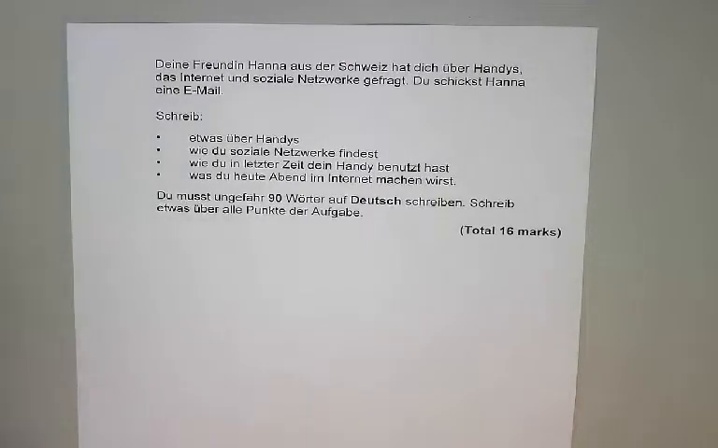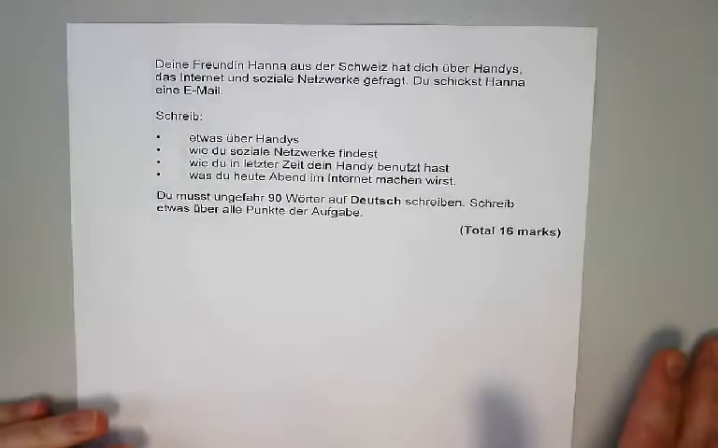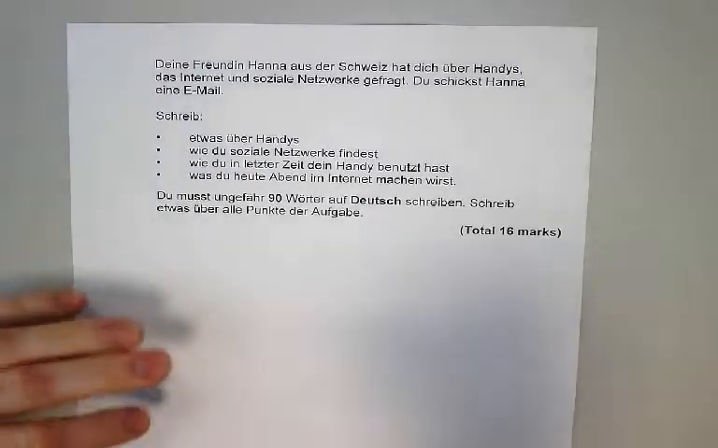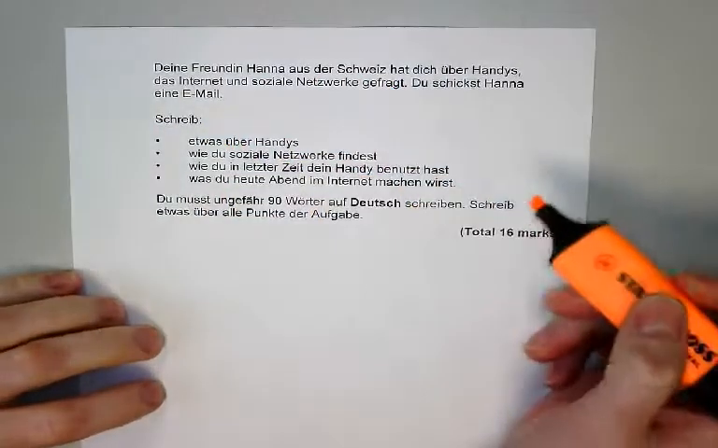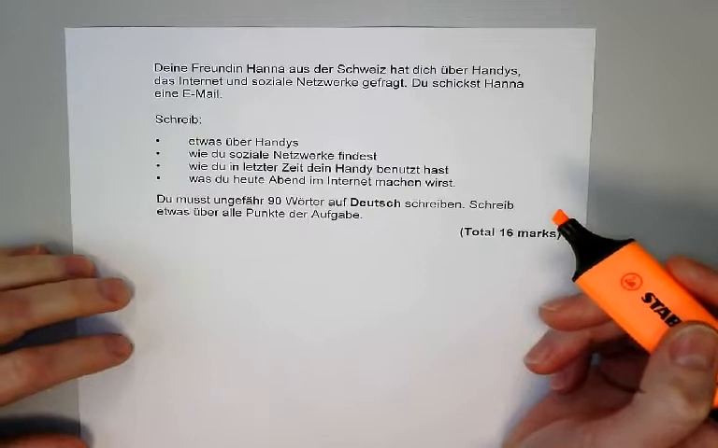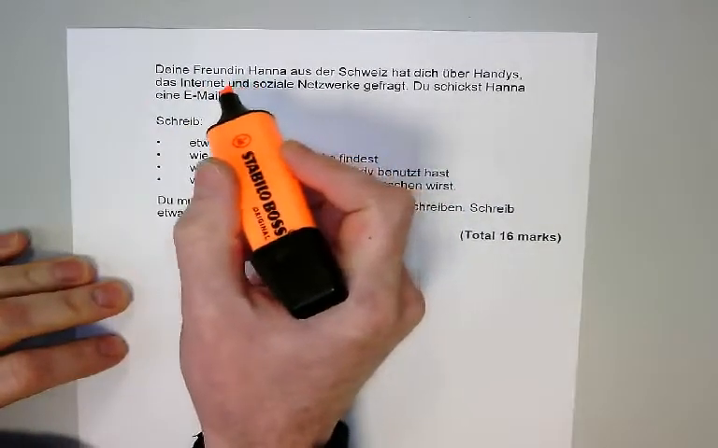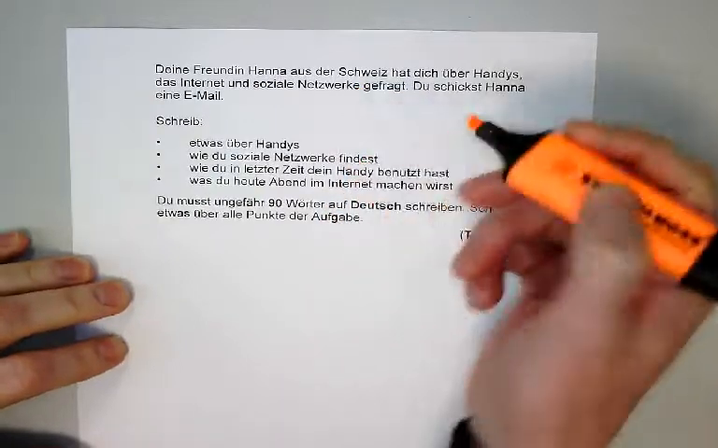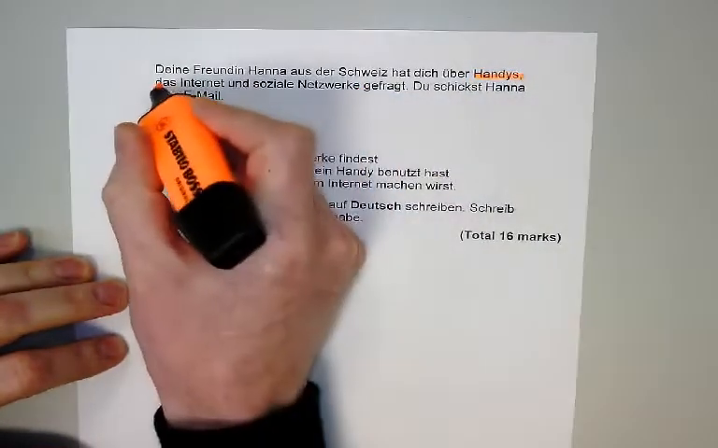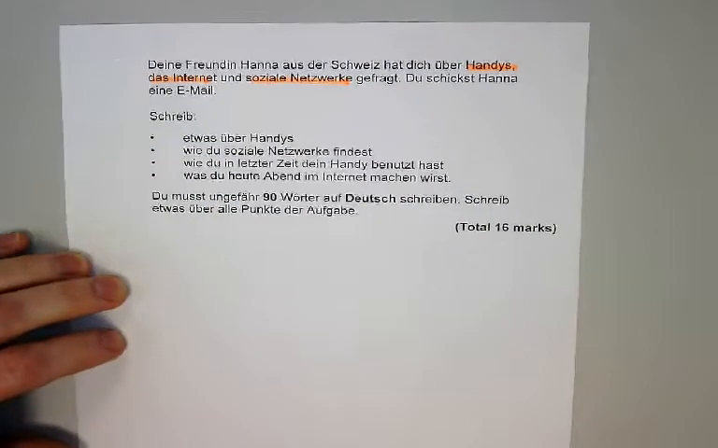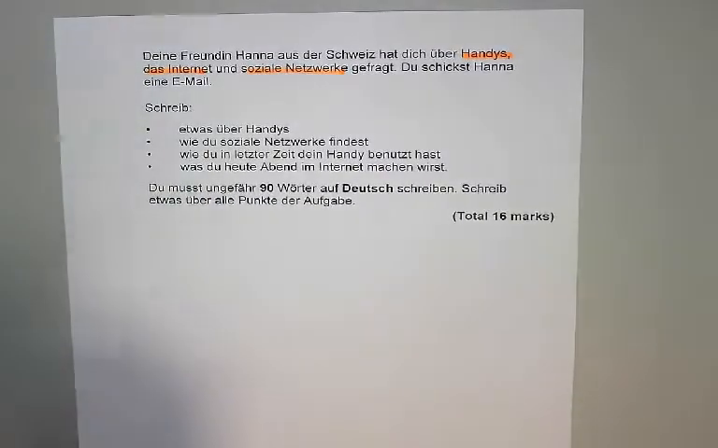Okay, so we're going to talk a bit about the best way to approach the 90-word question that appears on both the higher and the foundation exam. So you'll see at the top you've got a bit of information about the context of what you need to write about. So here we can see we're writing to our friend in Switzerland, and we're writing about mobile phones, the internet and social networks. That just gives us a little bit of context.